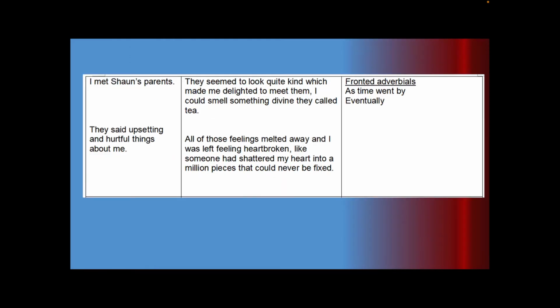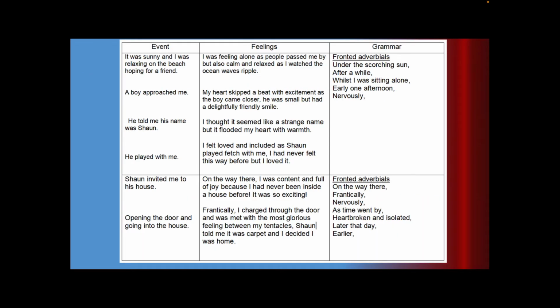And I carried on thinking about him meeting Sean's parents, and what their reaction would be. And then, as we know what happens, they say hurtful things and they don't let the lost thing stay. So that is my plan. The next thing you're going to see is me using this plan to see if I can start writing my diary.